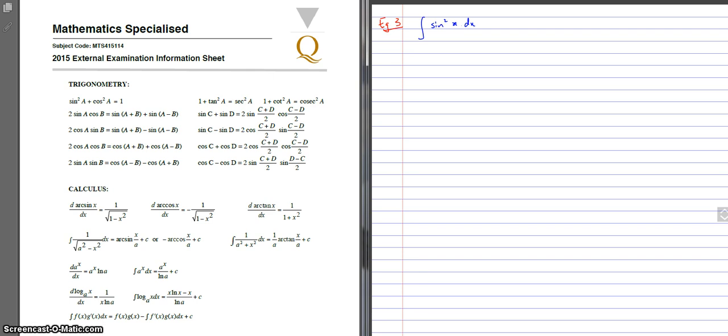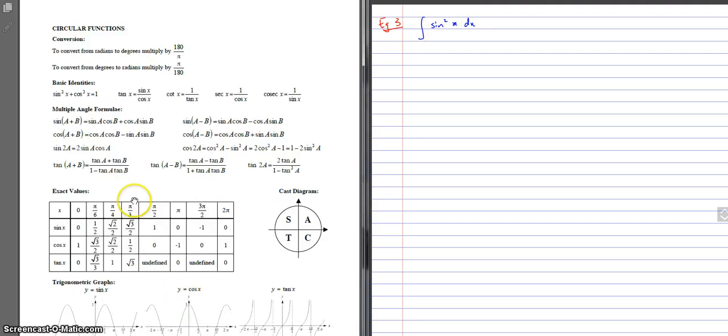So let's look at this one. How do we go about doing it? If we have a look on our specialised information sheet, there's no particular result on here that matches with sine squared x except this one here, the 1 minus cos squared x, but that's not going to help us in this particular case. So what we're going to do is have a look at the methods information sheet, because on there we have one that we can use.